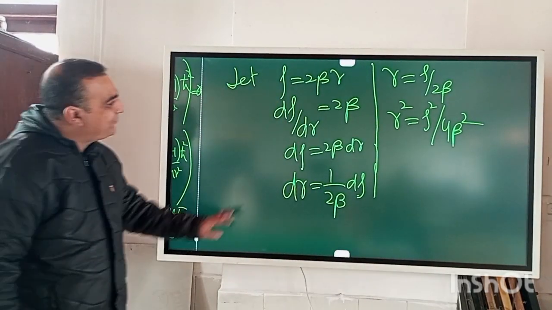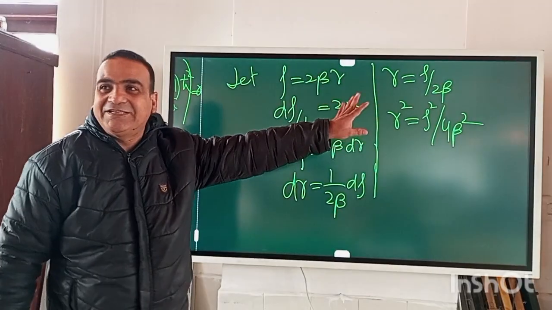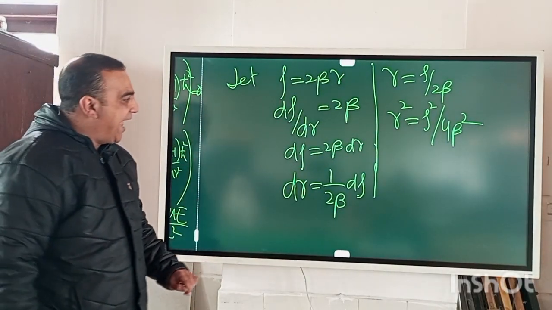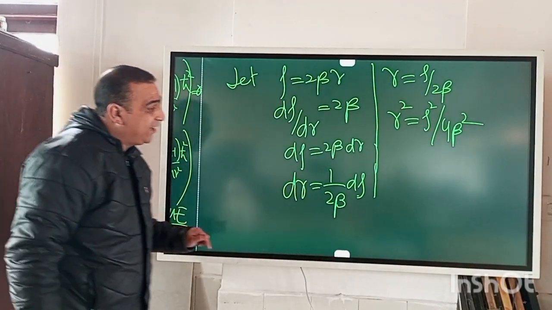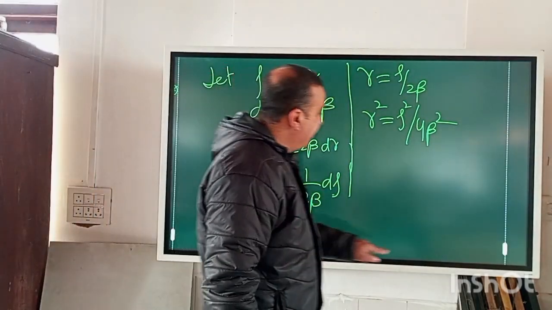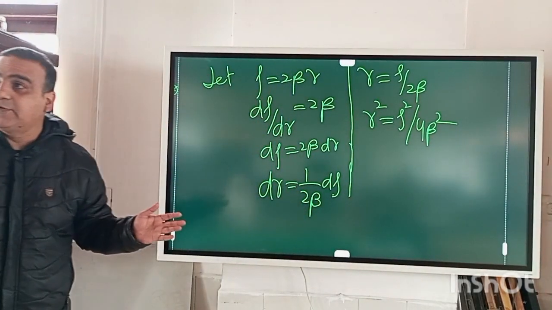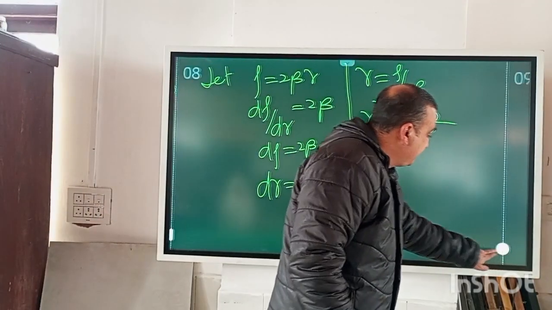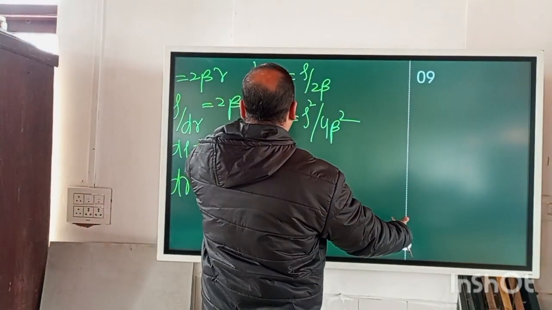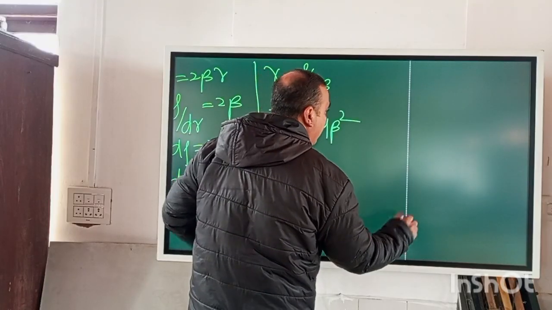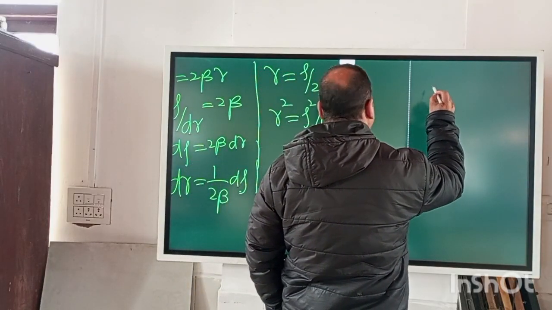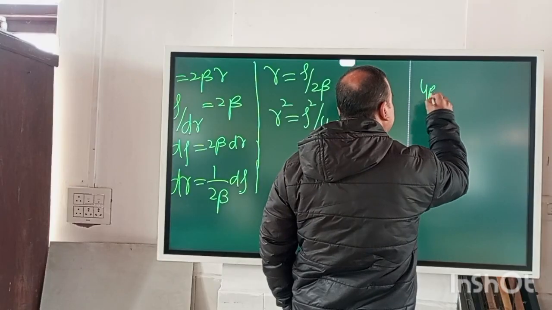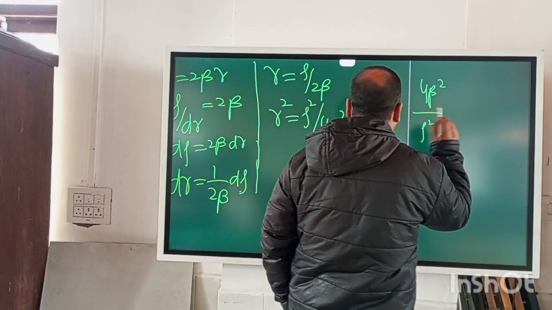Right? Now what I have to do is introduce this in my equation, and I will see to what extent my equation will be simplified. So what was in my equation? 1 by r square. But what is r square? You tell me now. What is r square? That is rho square by 4 beta square. So I will write 4 beta square by rho square.